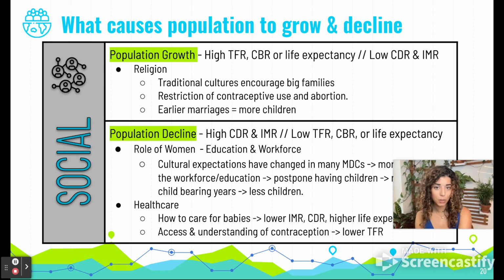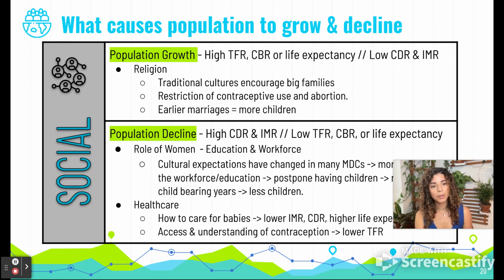So in traditional cultures, big families are very much encouraged. Also, some religions restrict contraceptives, which means that women will become pregnant at higher rates, and then also restricting abortion. So if an unwanted pregnancy occurs, then for people of particular religions, abortion is not an option. And then also in more religious societies, there's earlier marriages, which means more children.